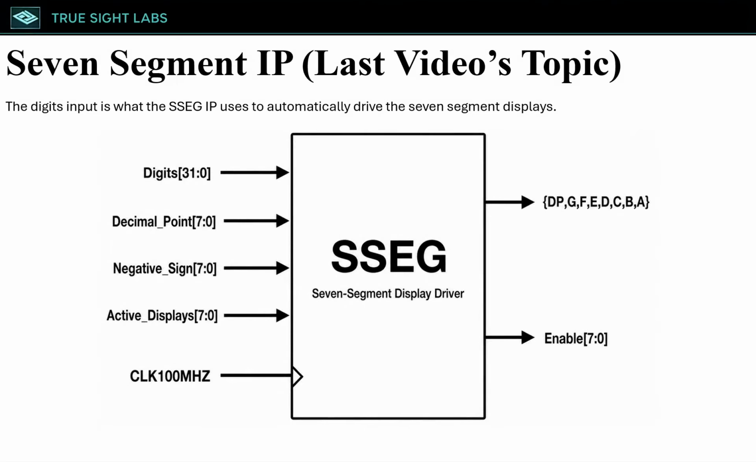In the previous video, we introduced the 7-segment IP and explained how it drives the 7-segment displays. For this lesson, the most important input is digits. The digits input contains the 8 decimal digits that we want the 7-segment IP to display, with each digit represented in binary coded decimal.